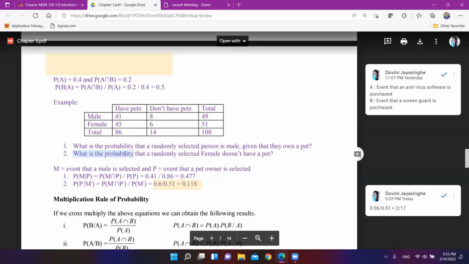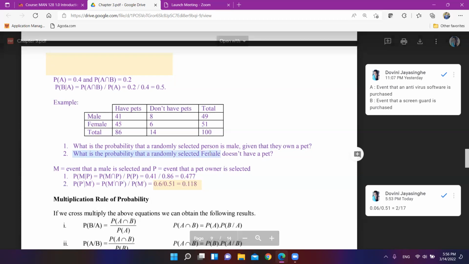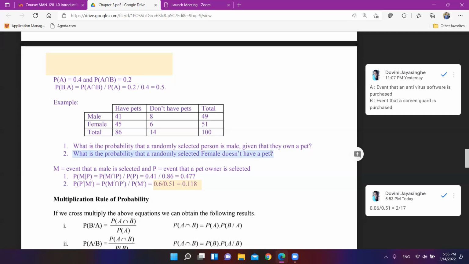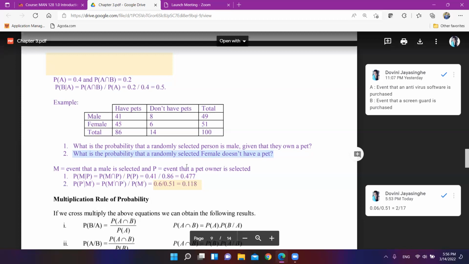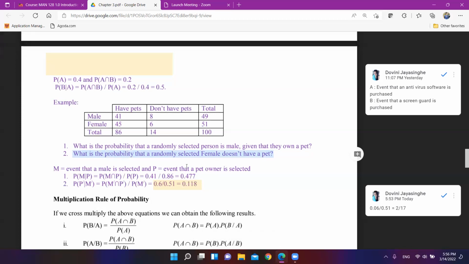Taking the next question, what is the probability that a randomly selected female doesn't have a pet? Here, randomly selected female doesn't have a pet.